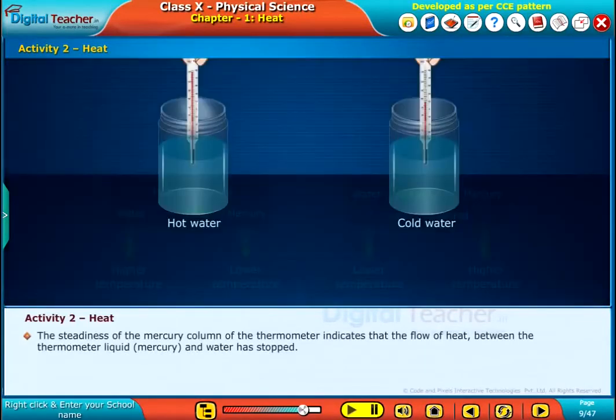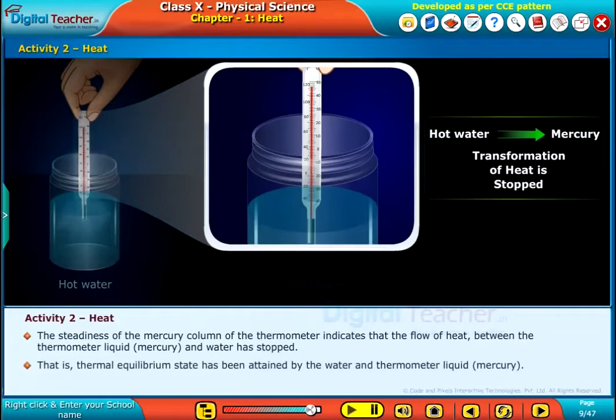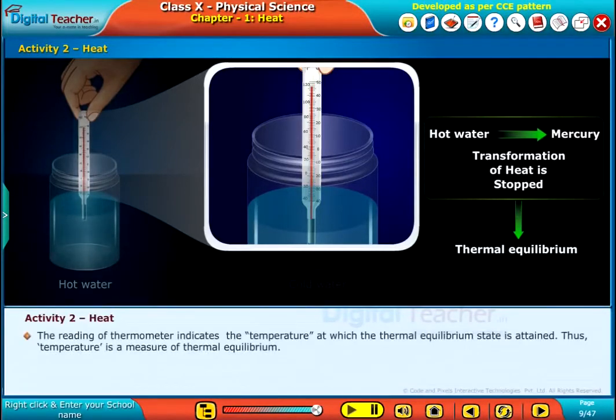The steadiness of the mercury column of the thermometer indicates that the flow of heat between the thermometer liquid mercury and water has stopped. That is, thermal equilibrium state has been attained by the water and the thermometer liquid mercury. The reading of the thermometer indicates the temperature at which the thermal equilibrium state is attained. Thus, temperature is a measure of thermal equilibrium.